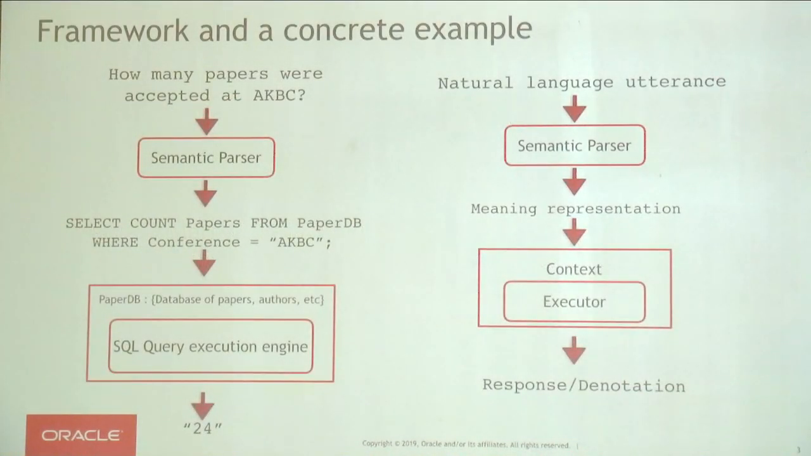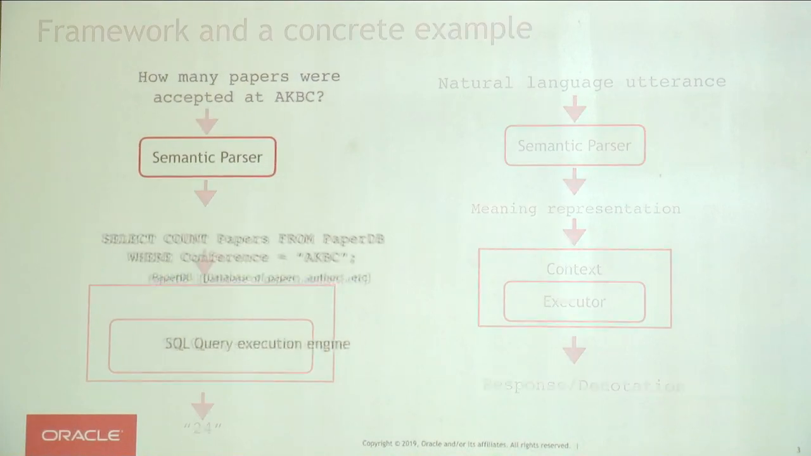Let's start with the definition. What is semantic parsing? It's the conversion of a natural language utterance to a formal representation which can be executed on a database so that you can get the answer. Suppose you wanted to ask the question, how many papers were accepted at AKBC? The parser would give you a formal query, which here is in SQL, and you would execute it on a database, which is here OpenReview, to get the answer, which is 24.